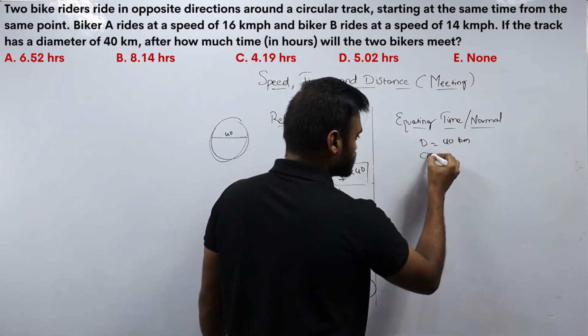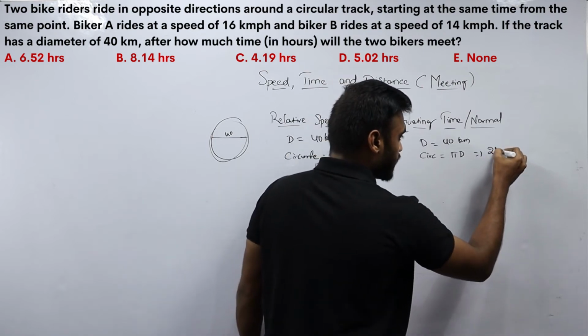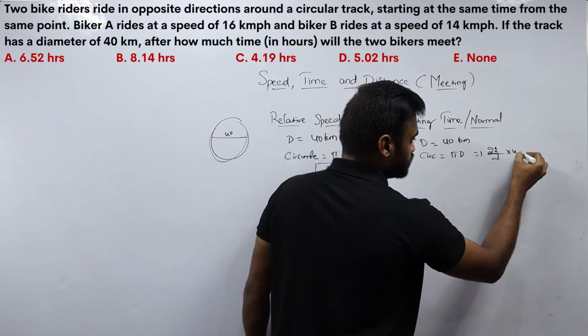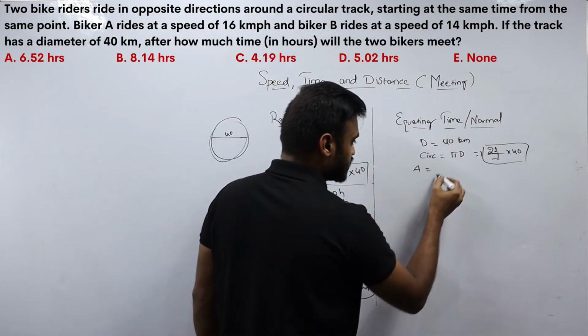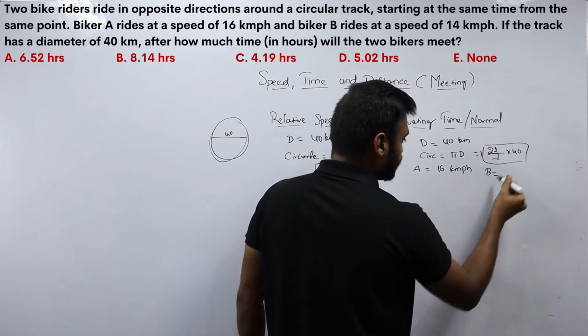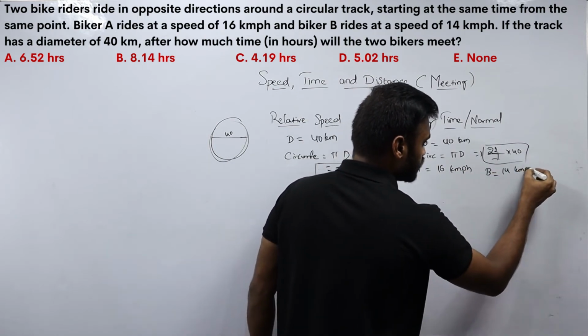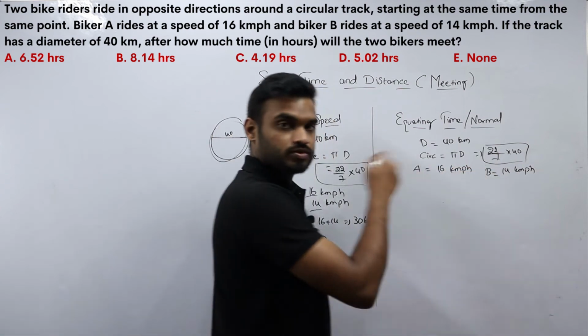Then what is the total length of the circular track? That is the circumference of the circle, equal to pi d. So we will get 22 by 7 into 40. So this is the total length of the circular track. Now what they have given is biker A riding at a speed of 16 km per hour and biker B riding at a speed of 14 km per hour. Now we need to find out what is the time taken for A and B to meet each other.